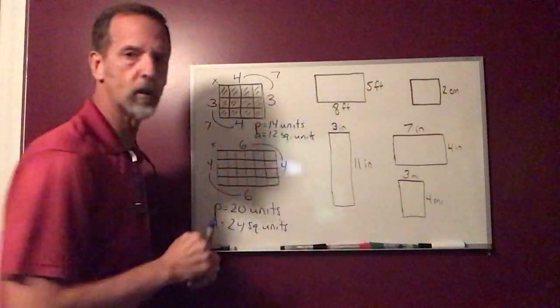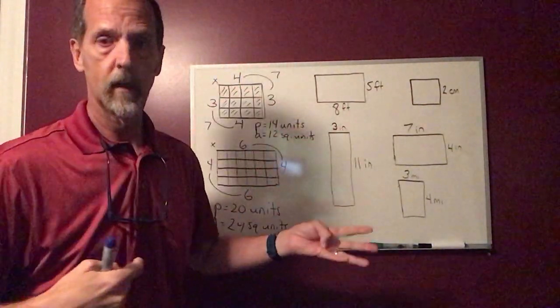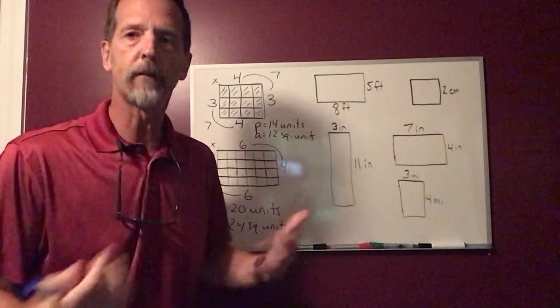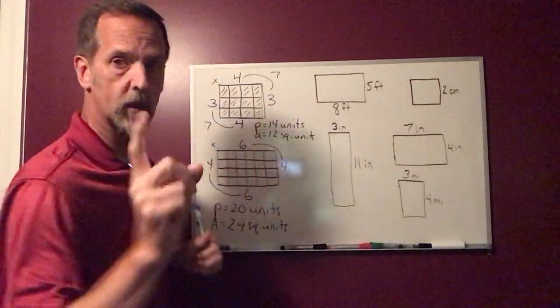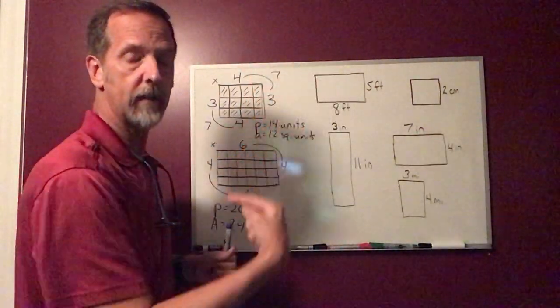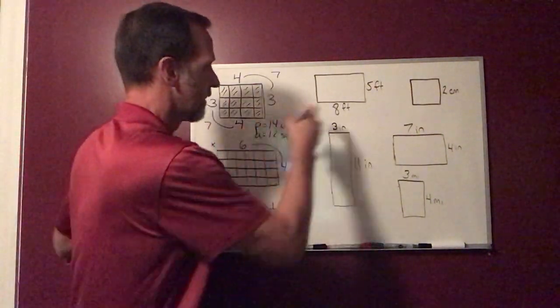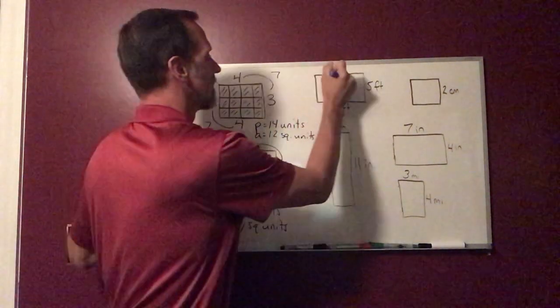Let's take this figure right here. Now, there are no lines on here. There's no grid. It has some measurements, but it has no lines. Okay, so how are we going to find the area in the perimeter? Let's take a look. All right, first of all, I just told you that opposite sides of a rectangle are going to be equal, right? So, if this side is 8, what's the top going to be? The top's going to be 8.